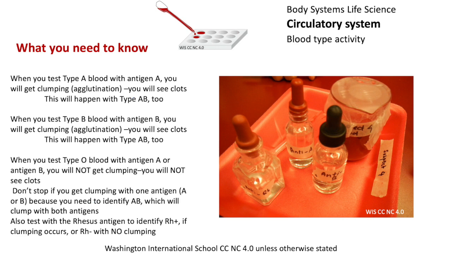And what you need to know, if you test blood A with antigen A, you'll see clumping, agglutination. You'll see clots. That'll happen with type AB, so you need to test with a different sample with antigen B to check that it isn't AB if you'd got a positive test with antigen A. So read that fairly carefully and see what happens with type O blood.